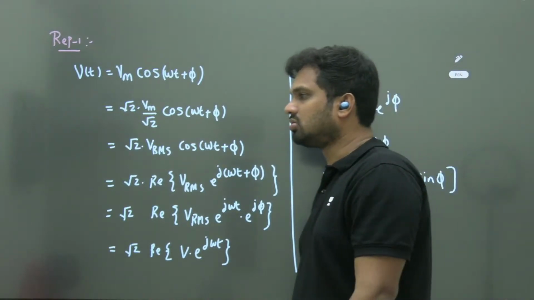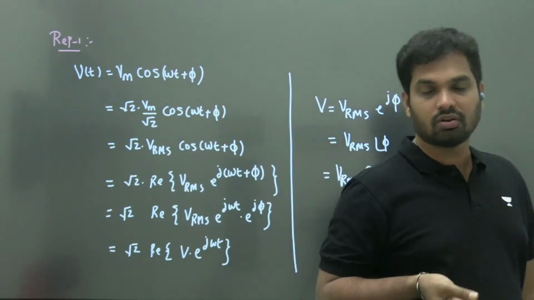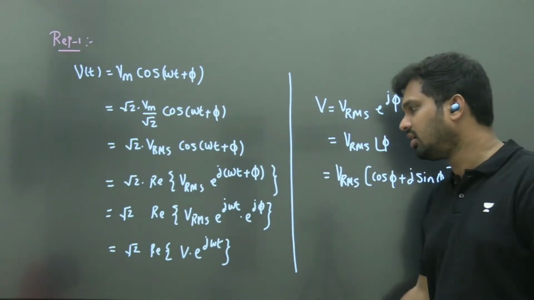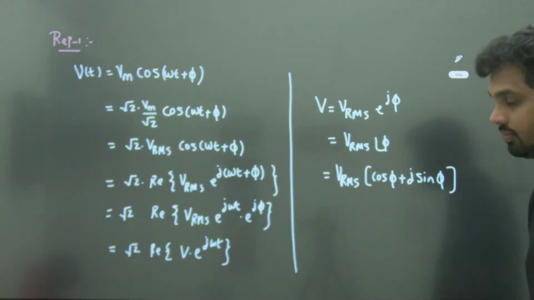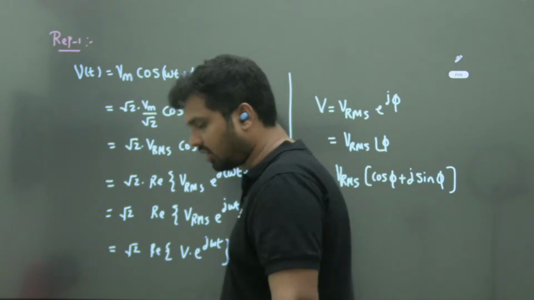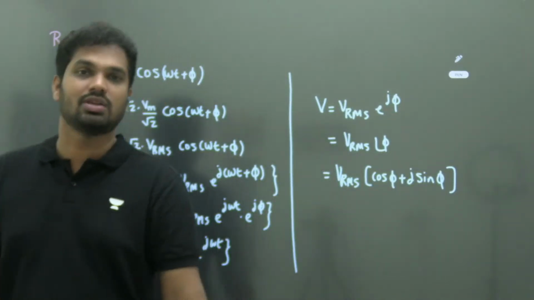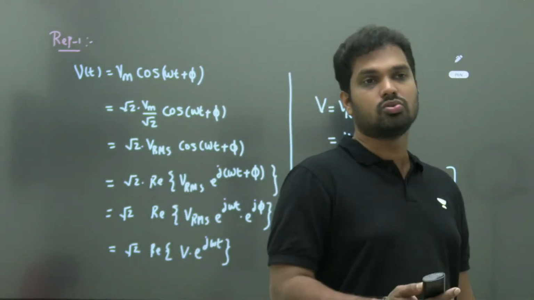You may have the doubt, sir, why should I divide by root 2 and multiply by root 2? Is it okay if I don't do that? It's absolutely fine. You can directly take the maximum value and represent the phasor also, nothing wrong. But why we do this is in power calculations, etc., RMS makes more sense. Because of that only we are using it. Otherwise, there is no compulsion that you should take the RMS.